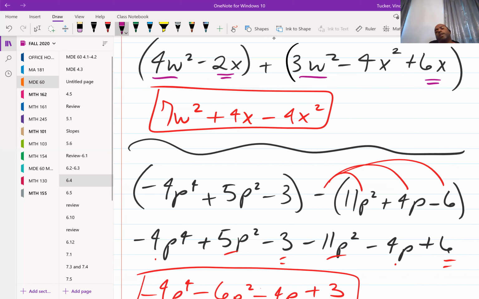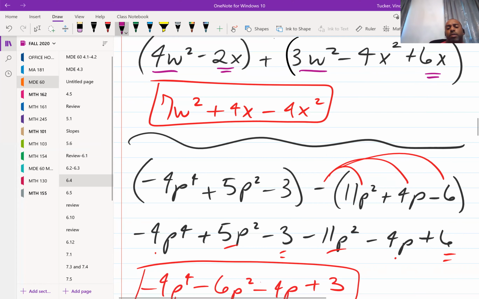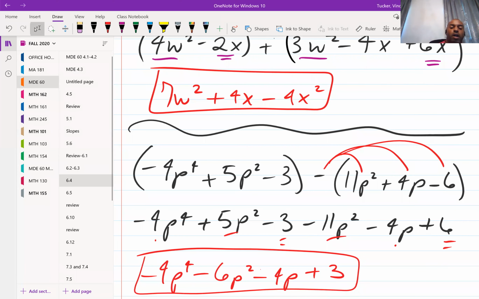Once we do that, now it's just about combining your like terms. We have negative 4p to the fourth. There's nothing I can combine with that, so you bring it down. Remember, we're going to write our answers in descending order, so p to the fourth is the highest exponent that we have. There is no p cubed, but then we have 5p squared and negative 11p squared, which gives us negative 6p squared.